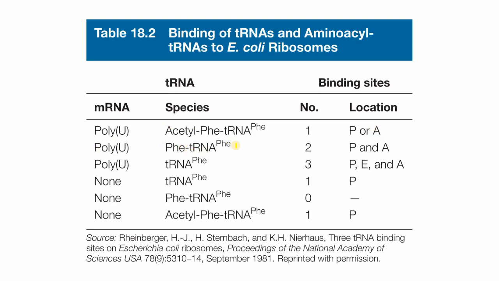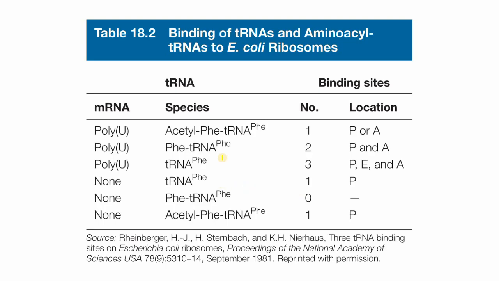Phenylalanine tRNA, on the other hand, binds twice if we provide the poly-U mRNA, and that binding can be both in the P site and in the A site at the same time, whereas with acetylated phenylalanine tRNA, it goes only once, and it could be either in the P site or the A site.